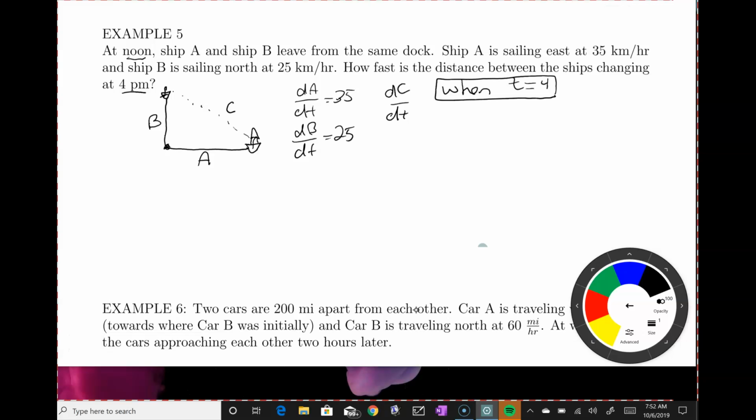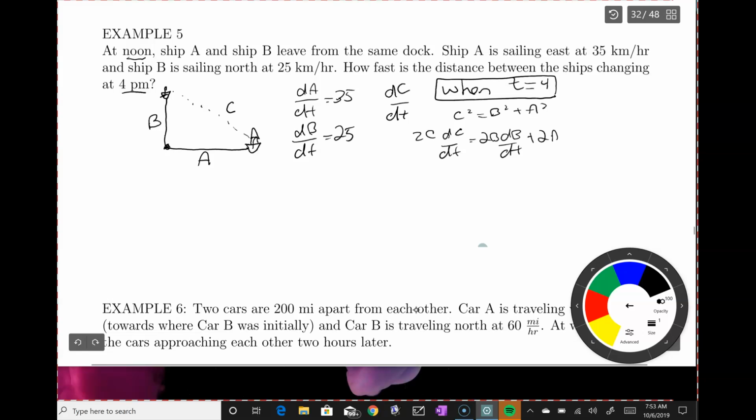So I'm looking for an equation with this triangle. So I see that c squared is equal to b squared plus a squared. So I'm ready to take the derivative. 2c dc/dt equals 2b dB/dt plus 2a dA/dt. So I see I can cancel the 2's. It's going to happen a lot with the Pythagorean theorem.